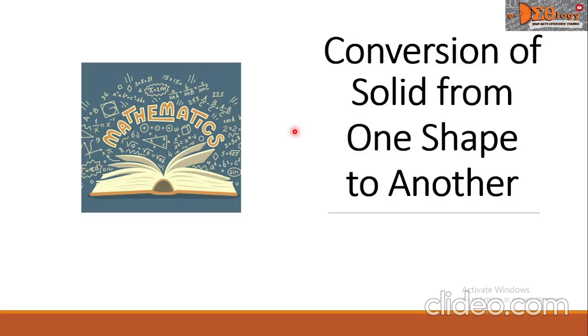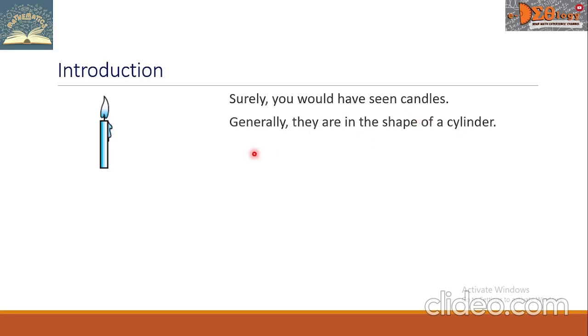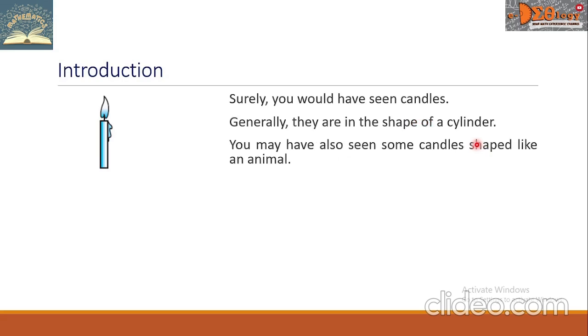Hi everyone. Today we're going to study conversion of solid from one shape to another. Surely you would have seen candles. Generally, they are in the shape of a cylinder. You may have also seen some candles shaped like an animal. The question is, how are they made?